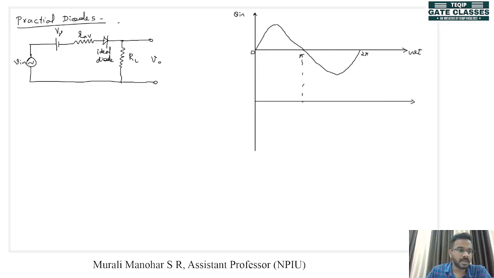Now when we look at practical diodes, this diode can turn on only when the input voltage is greater than V gamma. And we know that V gamma is a small voltage, around 0.7 for silicon diodes and around 0.2 for germanium diodes. So only when this input voltage is greater than this V gamma, our diode will be turned on. In a similar way, when the voltage is below V gamma, the diode will be turned off. So our output voltage will look like this.